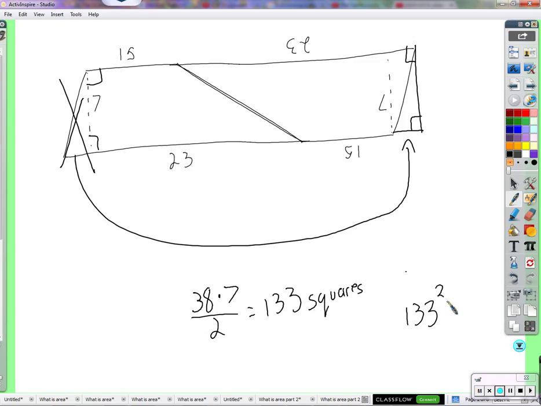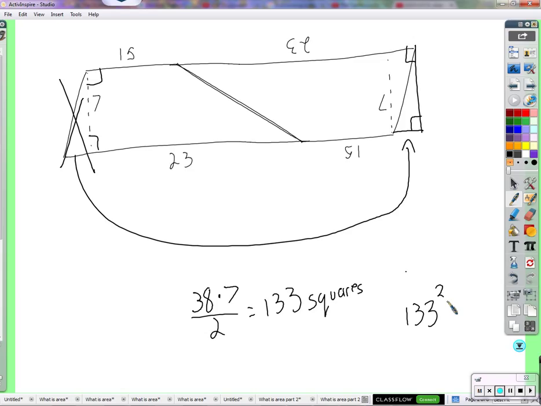I don't know. All right, I'll give you the answer. No, it's not the same. This is saying 133 squares, right? 133 things. This is saying 133 squared, which means 133 times 133, right? We counted the squares that will fit in this trapezoid. How many squares will fit?